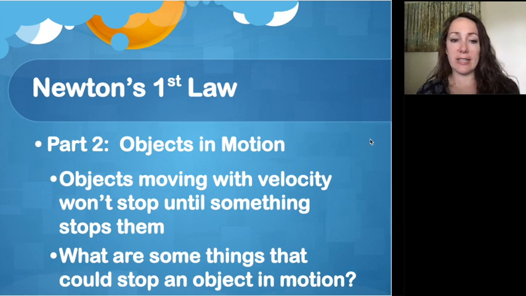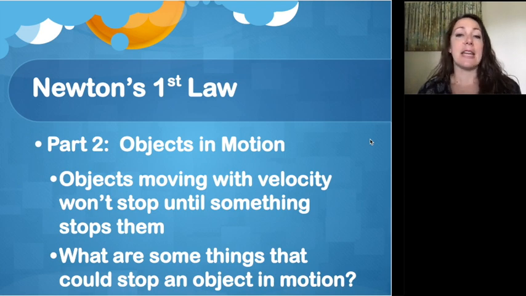Part 2 is objects in motion. Objects moving with velocity won't stop until something stops them. That could be gravity, that could be friction, that could be the catcher's mitt, that could be a planet if it's sailing through space. It will keep going until something stops them.